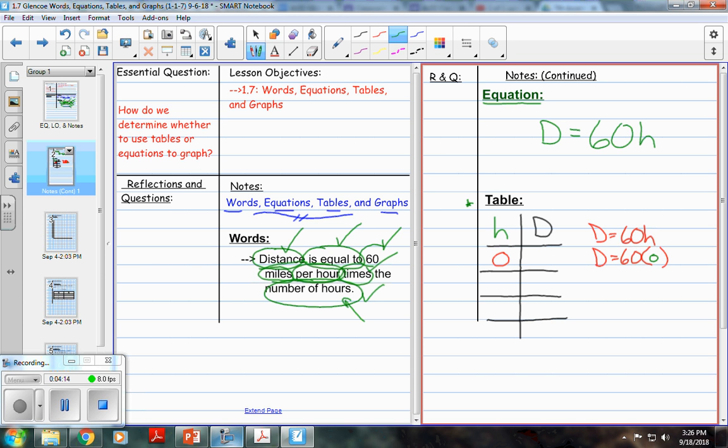Now we're just following the order of operations. What's 60 times 0? Yep. The D for this one equals 0. So at 0 hours, we have gone 0 distance. I know, pretty surprising, huh? What is the next number that's pretty simple to substitute into a math problem?